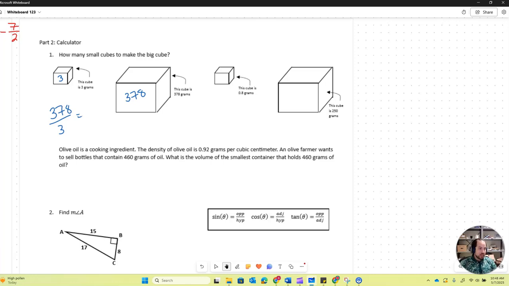Now, luckily, we can use our calculator here. So we go into our computation device. 378 divided by 3 yields us 126. So this would be 126 boxes.